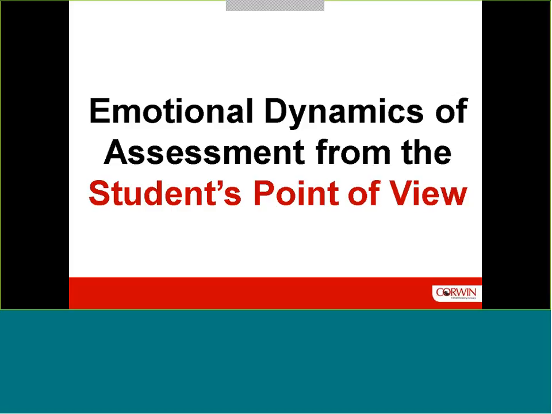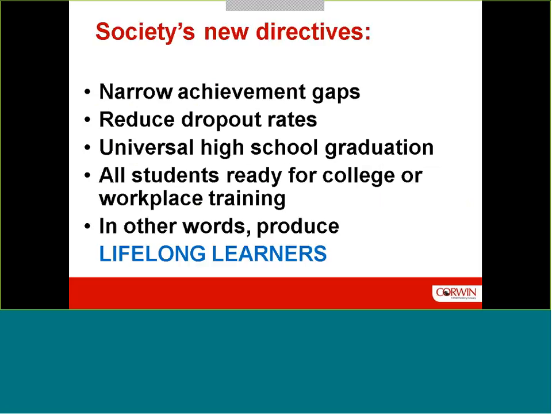Remember society's directives. Narrow the gaps. Reduce the dropout rate. Universal graduation. Everybody ready for college and workplace training. Everybody and striving for excellence. If we got kids giving up in hopelessness, then forget about all of this, because it ain't going to happen.